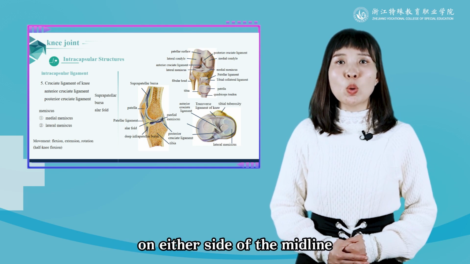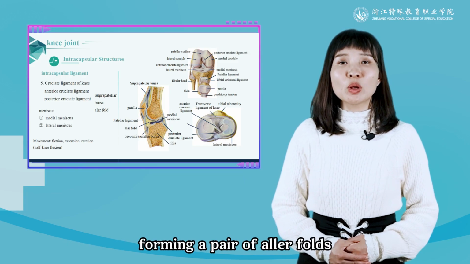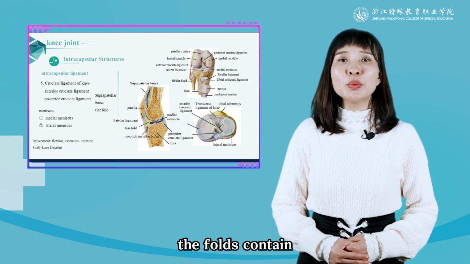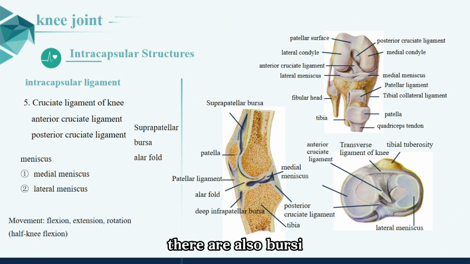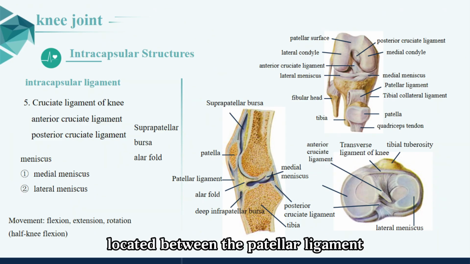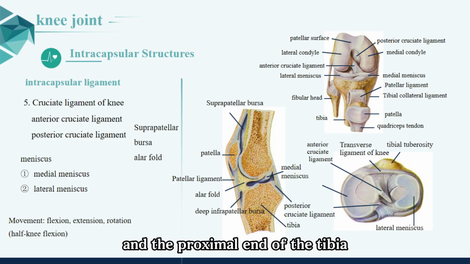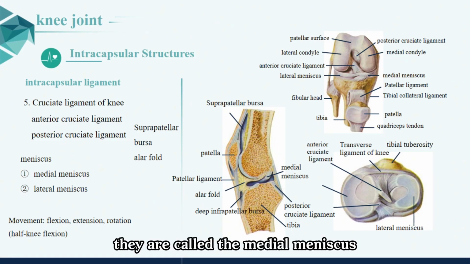On either side of the midline below the patella, the synovial membrane protrudes into the joint cavity, forming a pair of alar folds. The folds contain adipose tissue, filling the spaces within the joint cavity. There are also bursae that do not communicate with the joint cavity, such as the deep infrapatellar bursa located between the patellar ligament and the proximal end of the tibia. The menisci are 2 crescent-shaped fibrocartilaginous plates located between the femoral condyles and the articular surfaces of the tibial condyles. They are called the medial meniscus and the lateral meniscus, respectively.